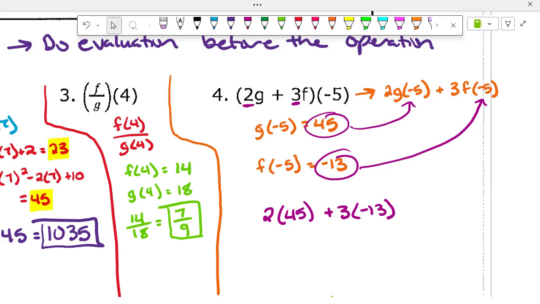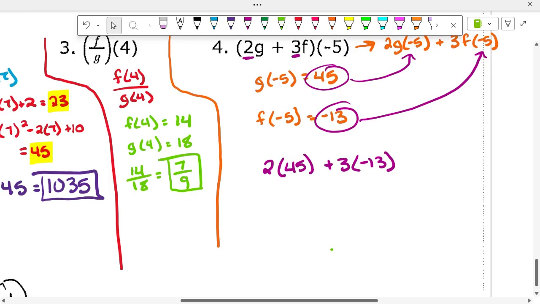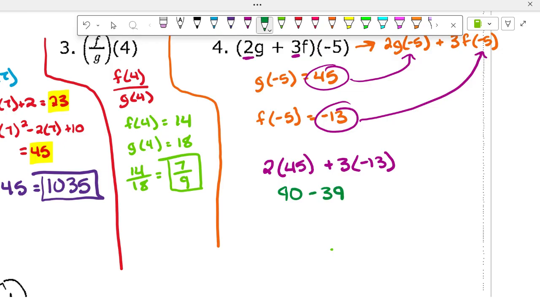So, does anyone know what 2 times 45 is? 90. Does anyone know what 3 times -13 is? -39. So we're technically doing 90 minus 39. So what do you get when you have 90 minus 39? 51. And that's our answer.